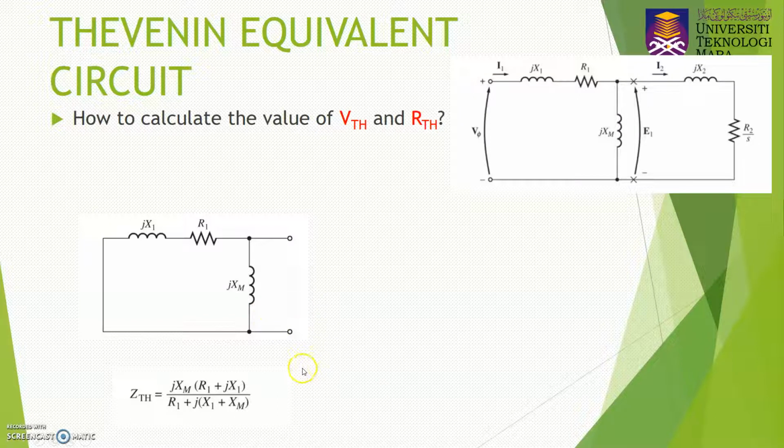The Z equivalent at this point is equal to R1 and JX1 in series, and then both this reactance and resistance are in parallel with the JXM. So that's why you come up with this kind of formula.